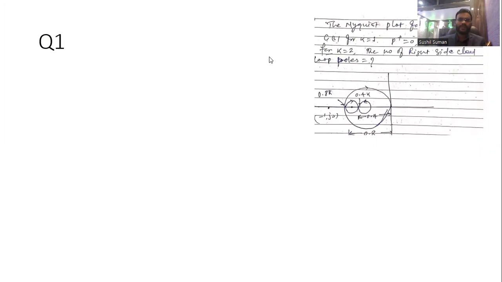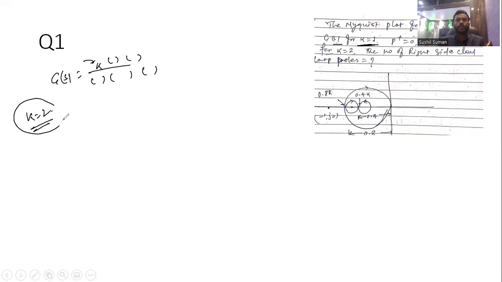Now this is one of the best questions in control systems. The question is about the Nyquist plot for a system. You are given the Nyquist plot of G(s) for K equal to 1. Let's say G(s) has K upon some pole locations and some zero locations. When K equal to 1, the Nyquist plot is given. So we have to find, for K equal to 2, what will be the pole location?